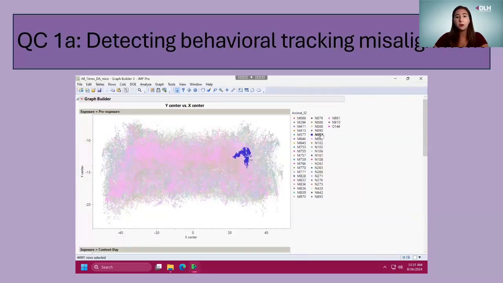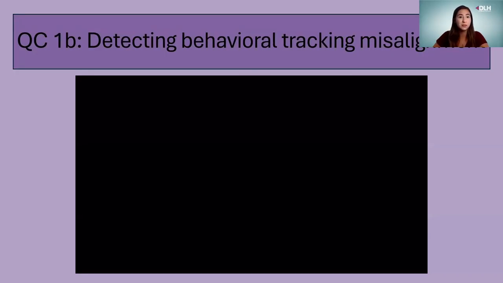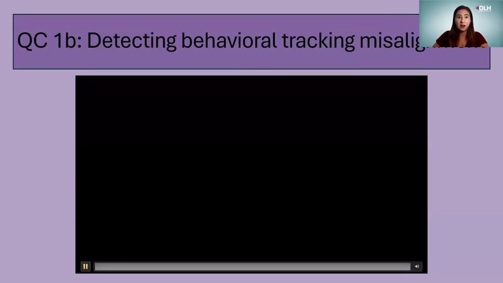This animal, N091, really just stayed up in that upper right-hand corner. It wasn't taking up a lot of the space. It was just right there. It looks different. So we wanted to know, are there different measures that also look funky with this mouse? Which takes us to our next graph.